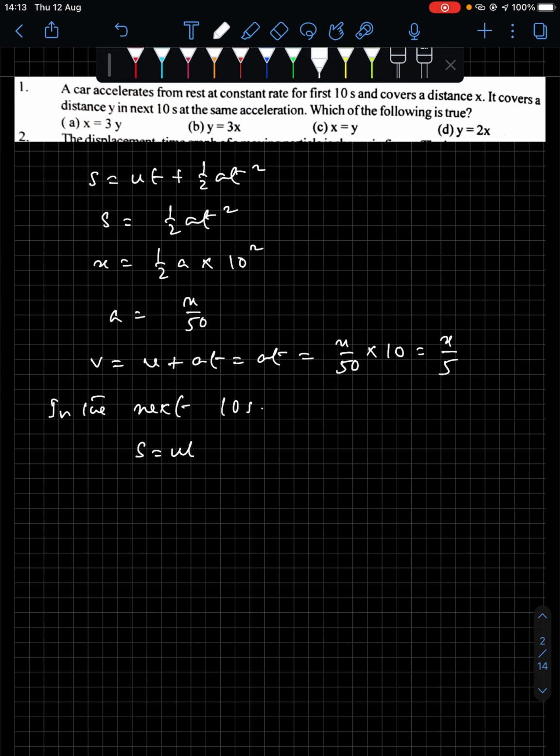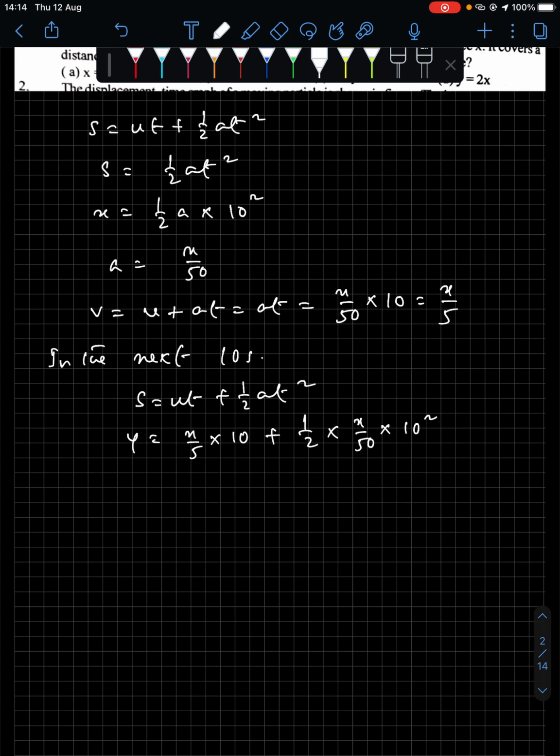we apply s equal to ut plus half at square again. Now s value is given as y in the second case, the u value is x by 5, which is the final velocity in the first case. Time is 10 seconds, half acceleration is x by 50, and time square is 10 square. So you see, this is 2, 50, 100, and this is 100, right? So here you have 2 times, so you get twice x plus x, thrice x. y equal to thrice x is your answer, option number B. Okay, option B is your result.